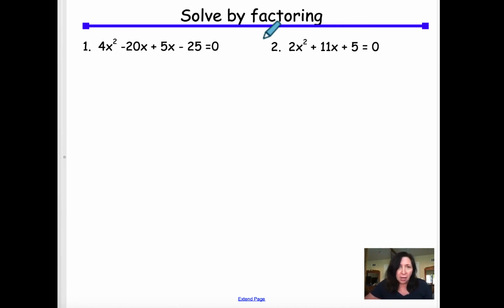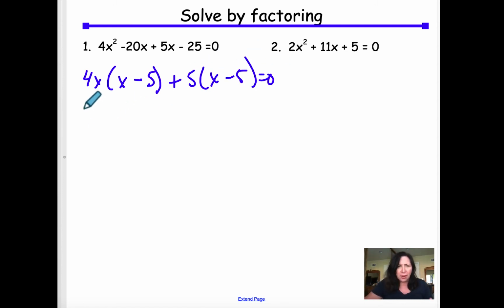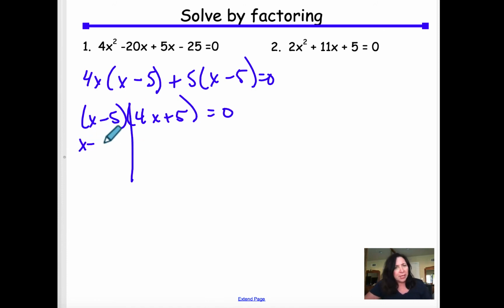Solve by factoring. So for this one right here, this one is split up. It looks like they want us to solve this by grouping. So I would take out a 4 and an x, and so we have x minus 5. And then here I would factor out a 5, and I'd have x minus 5. And so I would have x minus 5 times the quantity 4x plus 5 equal to 0. I'd split this up, set both equal to 0. So x minus 5 equals 0, so x equals 5.